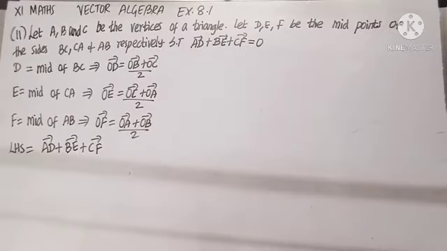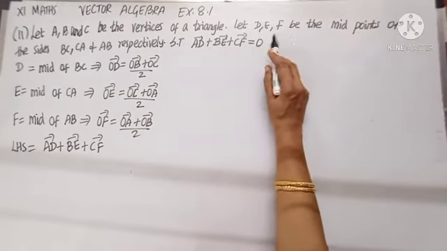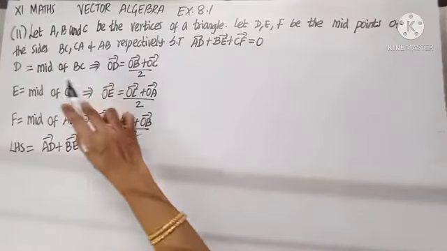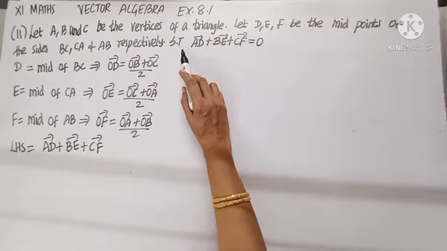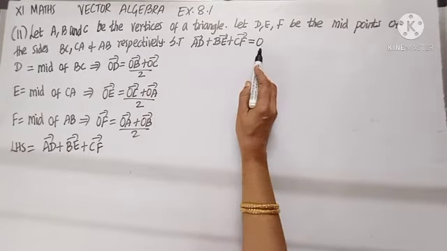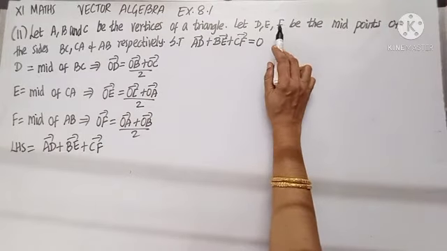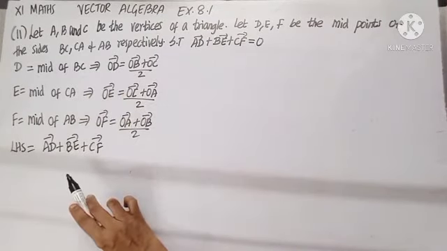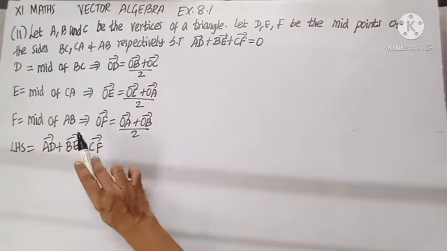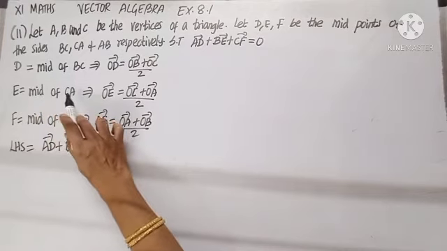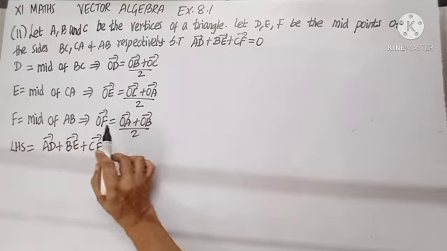Question number 11. Let A, B and C be the vertices of a triangle. Let D, E, F be the midpoints of the sides BC, CA and AB respectively. We need to show that AD plus BE plus CF is equal to 0. As we know, if D, E, F are the midpoints of the sides, we need to write OD vector is OB plus OC by 2, OE vector is OC plus OA by 2, OF vector is OA plus OB by 2.